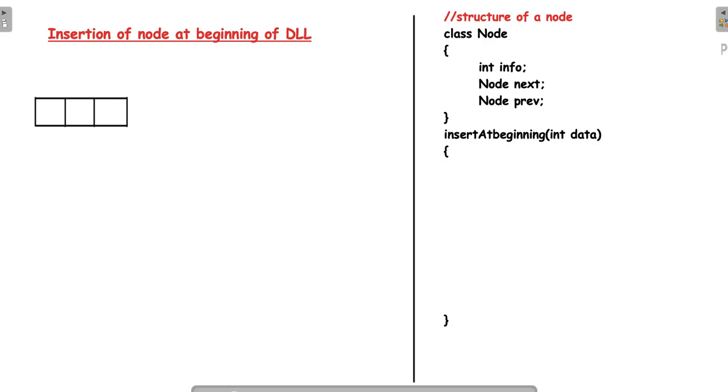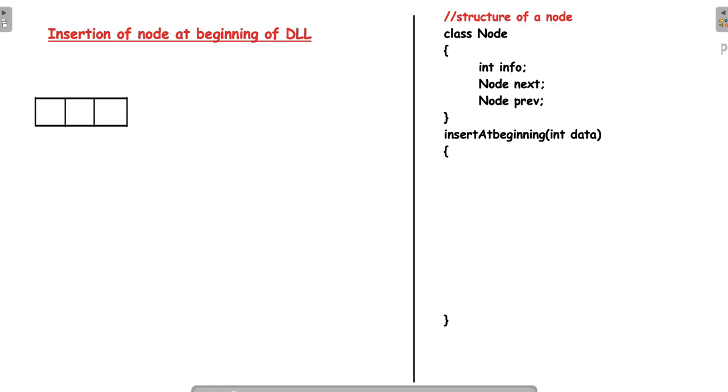Hello friends, welcome back to the data structure tutorial, and today we will be discussing insertion of a new node at the beginning of a doubly linked list. It is very similar to the insertion of a new node at the beginning of a singly linked list. We just have to add a few lines there.